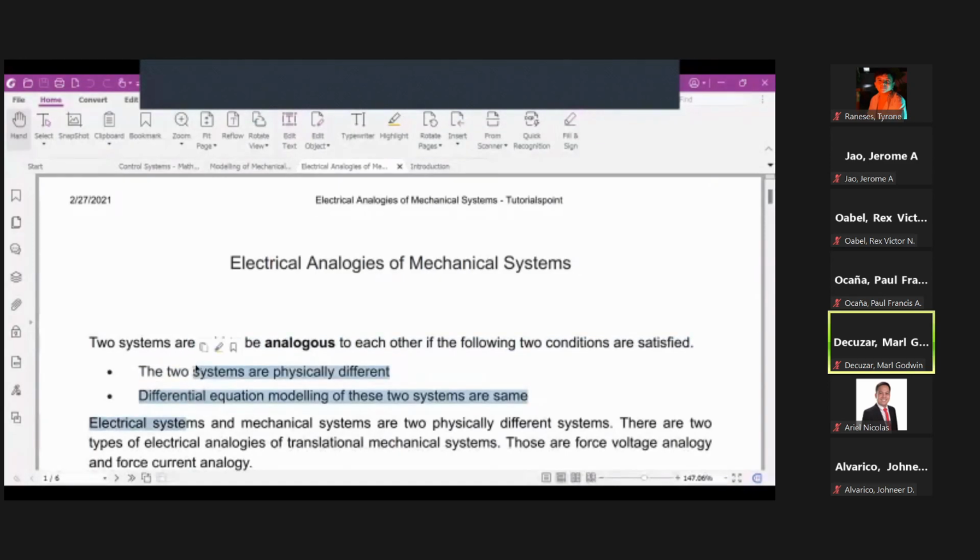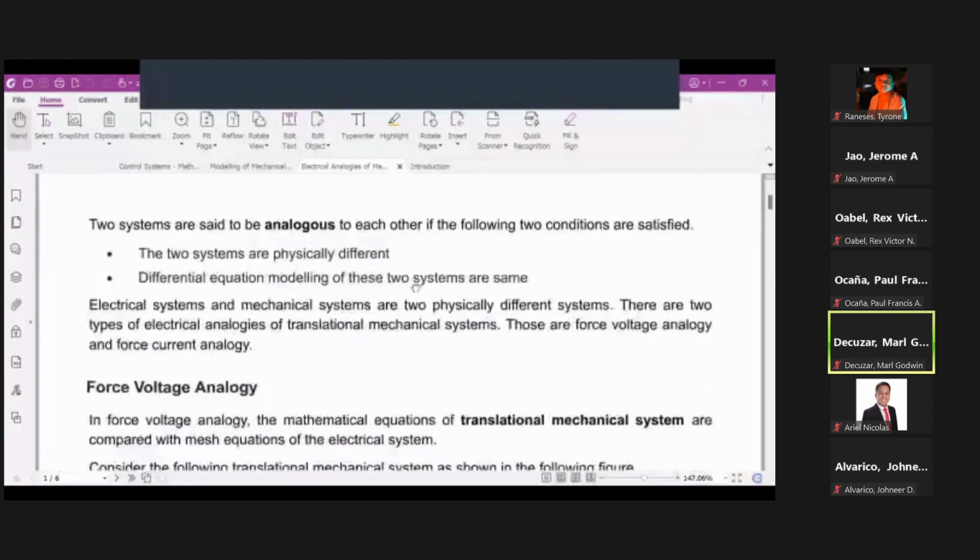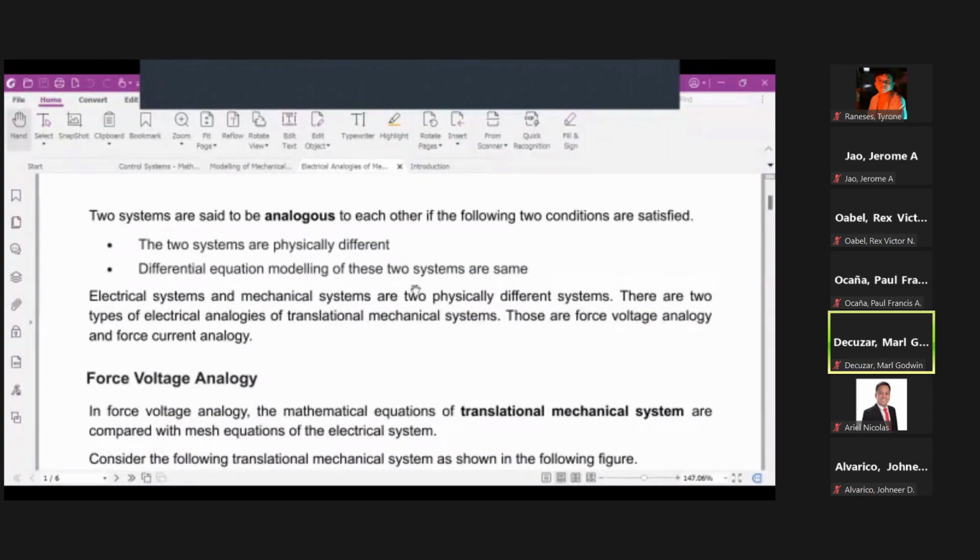O sabi dyan, electrical systems and mechanical systems are two different systems. There are two types of electrical analogies of translational mechanical systems. Those are force voltage analogy and force current analogy. So sabihin na lang natin, in analyzing an electrical analogy of a mechanical system, we can analyze the mechanical system based on two electrical analogies. First electrical analogy is a force voltage analogy, and the second electrical analogy of your mechanical system is a force current analogy.